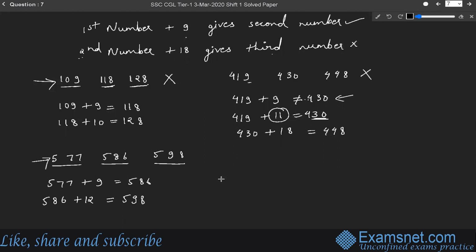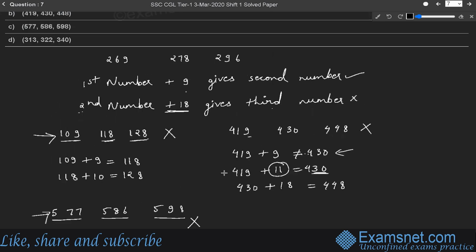So here you can see that the second part is not correct, because 12 is added to the number, then it gives the third number. But according to our concept, 18 should be added to the second number to get the third number. Okay. So this is also not a correct option. Now let us look at the last option. Last option is 313, 322, and 340.